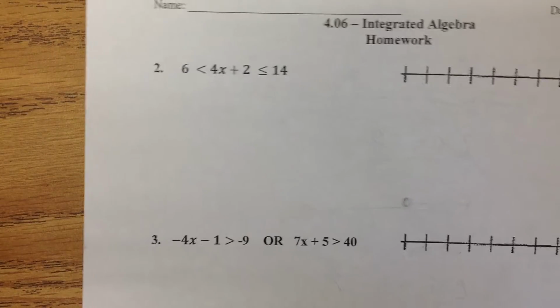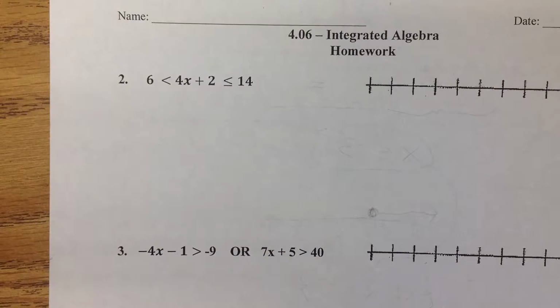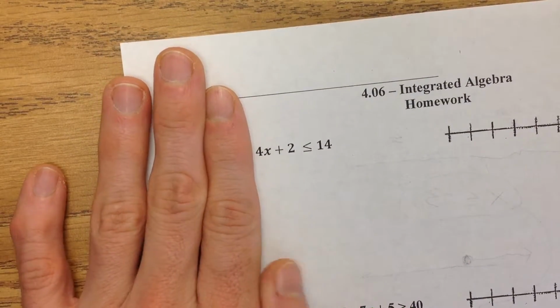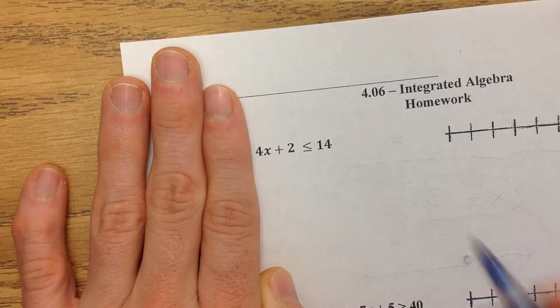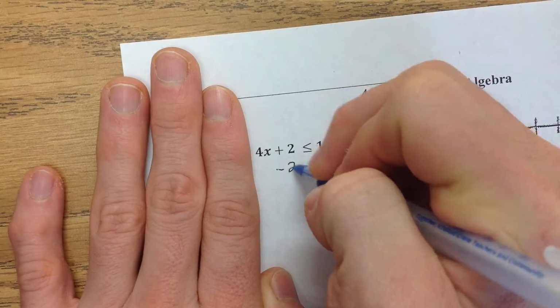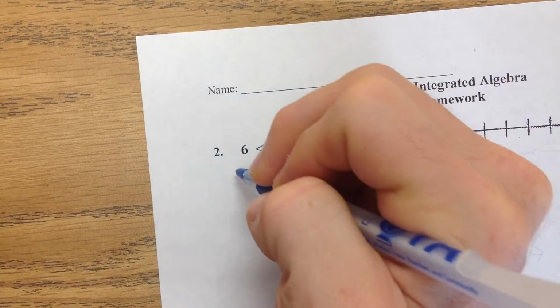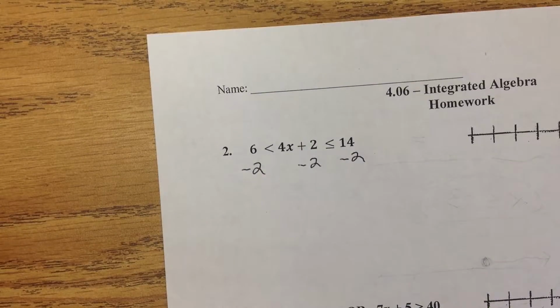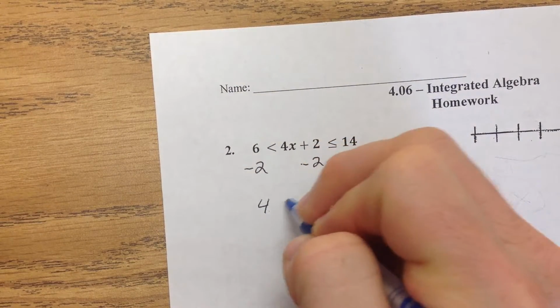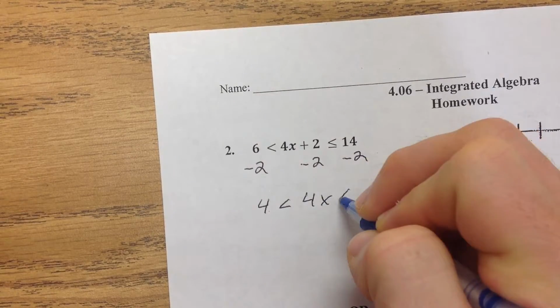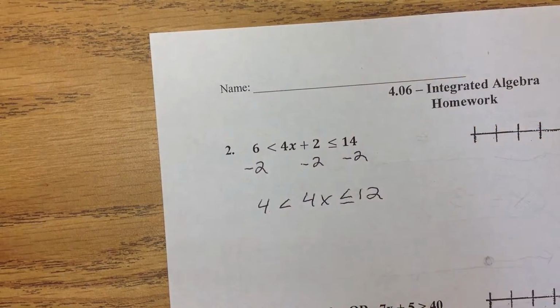Okay, let's take it to the back. Okay, number 2 here is a compound inequality. So it's basically like we're solving 2 problems at once. The way I like to do this is kind of cover the left-hand side and just say, all right, if this was my problem, what would I do? Well, I'd need to get rid of that 2. So if I subtract 2, I subtract 2. The only thing I need to remember is if I did it here and here, I also bring it over here and do it here. Okay? So then I get 4 is less than 4x, which is less than or equal to 12.